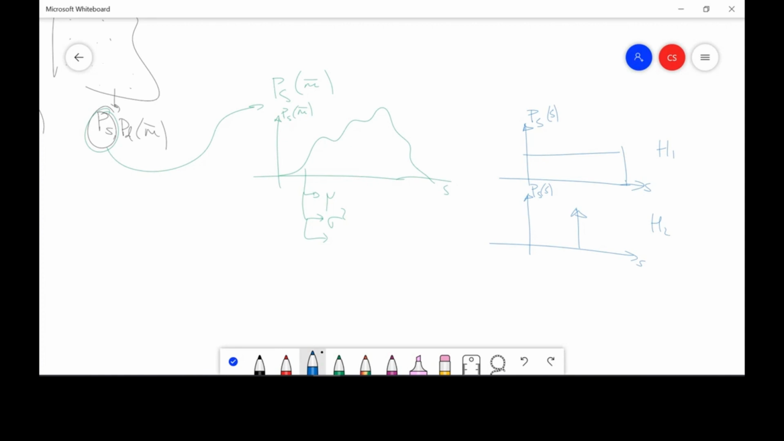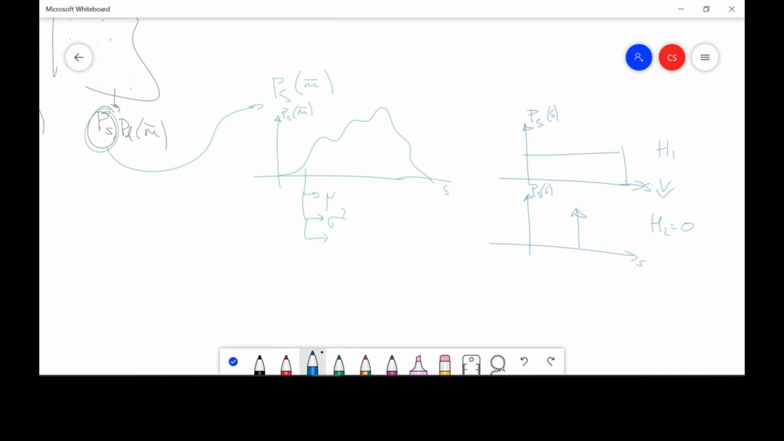For the uniform, this one is much larger than this one. Actually, this one is 0. So if you don't have any variation, you always get the same value. The entropy of that distribution is 0. And this is the maximum entropy that you can have. The uniform distribution is the maximum entropy.